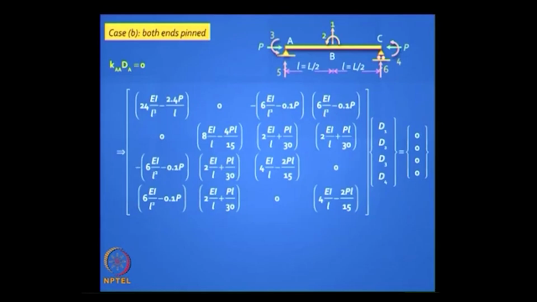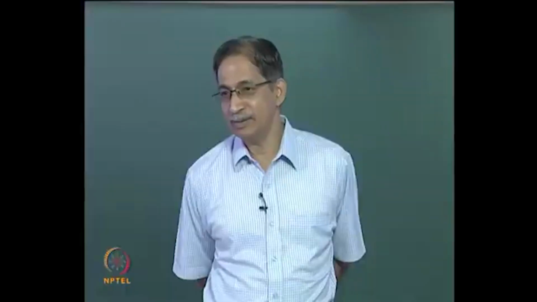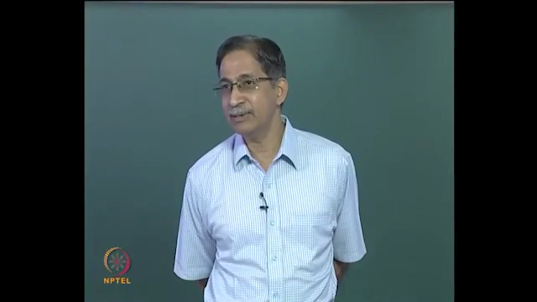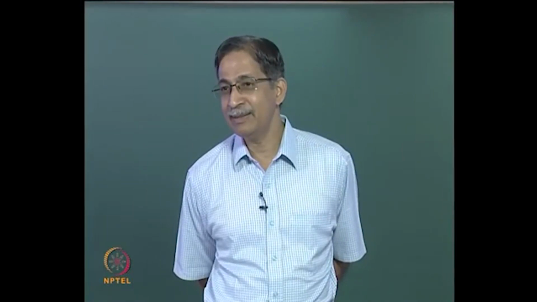D3 is equal to minus D4 because it is equal and opposite, yes, because of symmetry. What else can you say? Because of symmetry, D2 is 0. So can we reduce this to a 2 by 2 form?